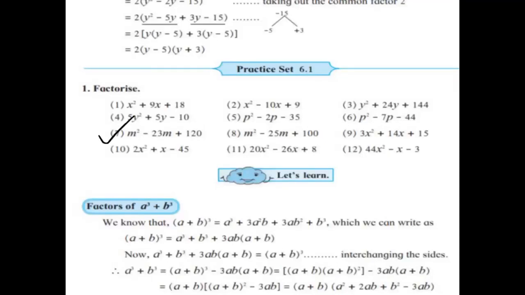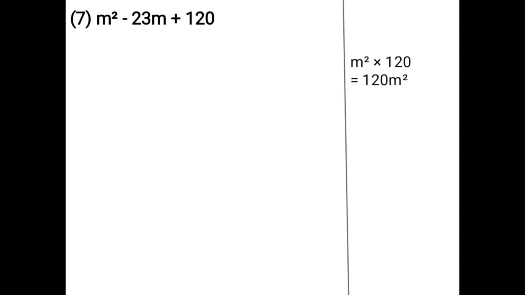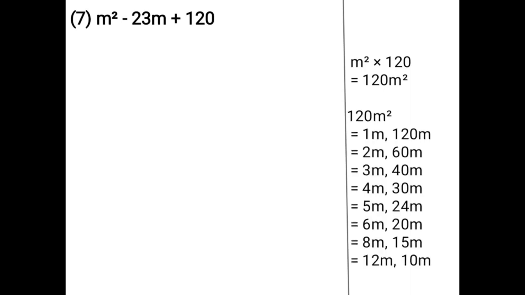m square minus 23m plus 120. In rough column, first you have to multiply first term and third term, that is m square into 120 is 120m square. Write all the factors of 120m square. After writing all the factors of 120m square, you have to choose the correct factors of 120m square to write the expansion form of the middle term, that is minus 23m.